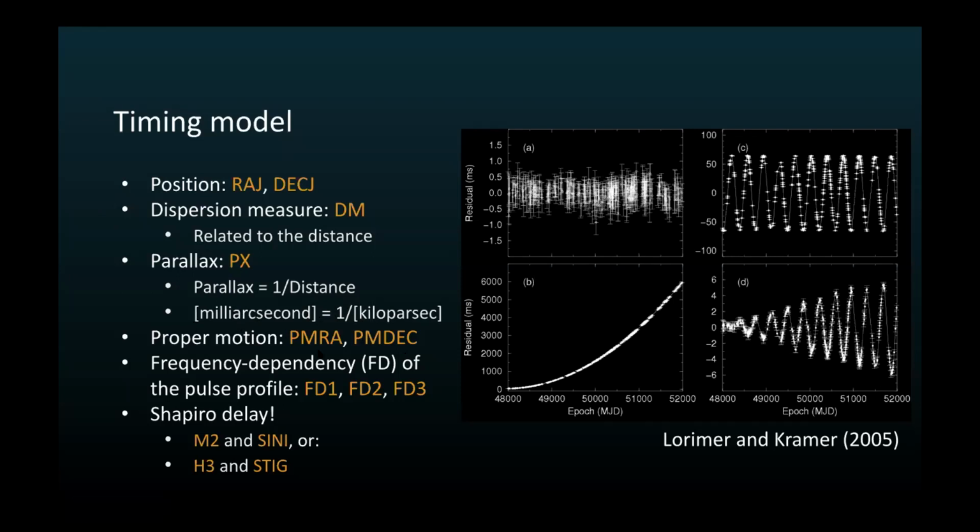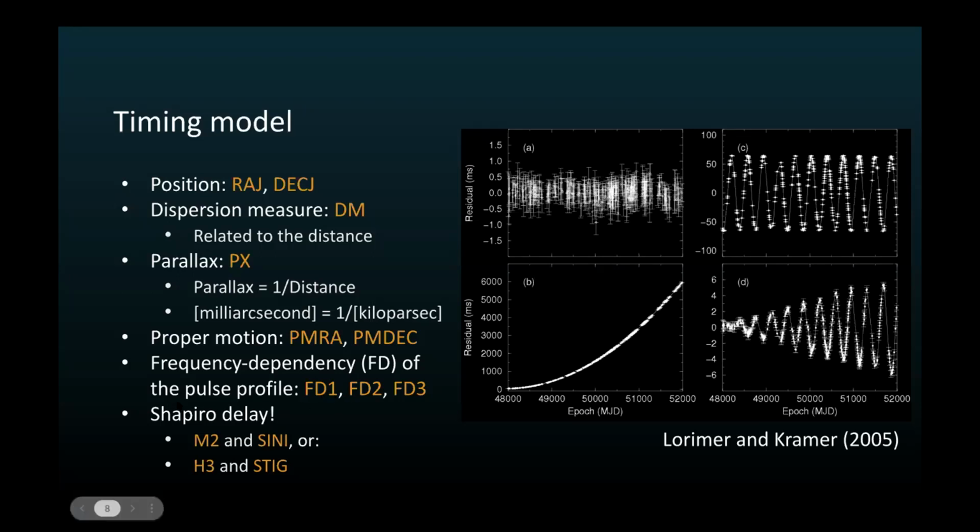We could fit for proper motion terms. So this is the proper motion in right ascension and proper motion in declination. Frequency dependency of the pulse profile, and these are captured in FD1, FD2, FD3. These are the coefficients of a polynomial fitted as a function of log frequency. So FD1 means that the timing residuals against log frequency have just a linear shape. FD2 would mean that there's a quadratic.